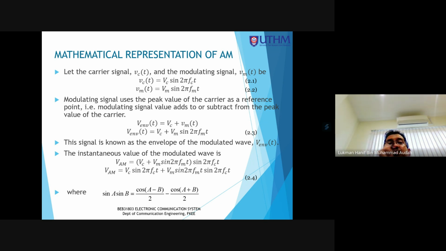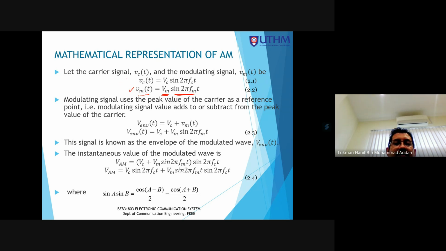So this is important for you to understand about the signal that you want to produce by your transmitter. As I mentioned, for modulation we need at least two inputs. The one is the modulating signal, or the input signal, so we assign it as VM(t). VM(t) is a function of time: VM sine 2 pi FM t. VM is the peak amplitude, and this is the signal.